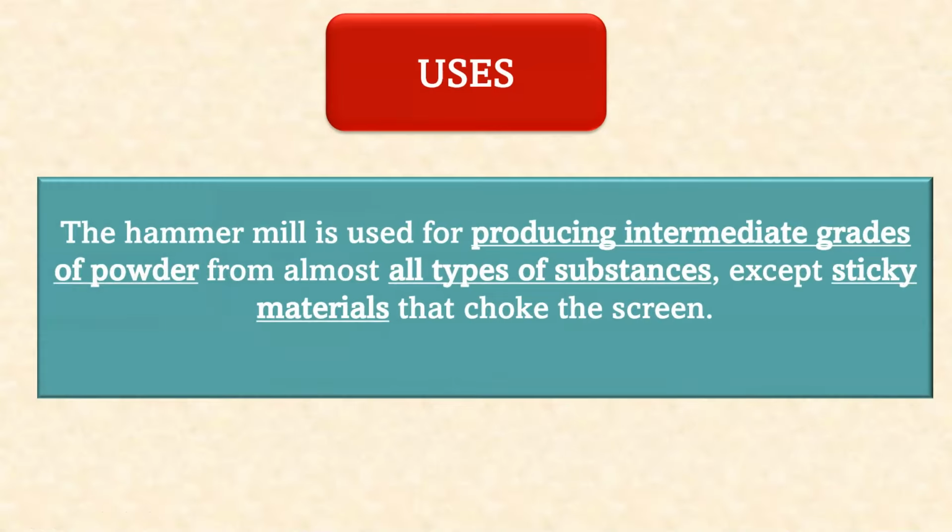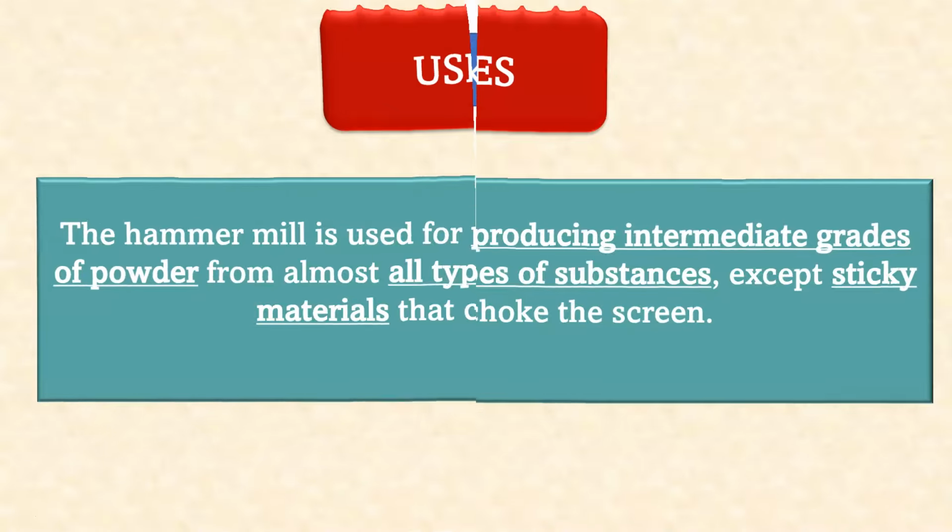Now let us see the uses of hammer mill. The hammer mill is used for producing intermediate grades of powders from almost all types of substances except sticky material that chokes the screen. So this was about the uses of hammer mill.